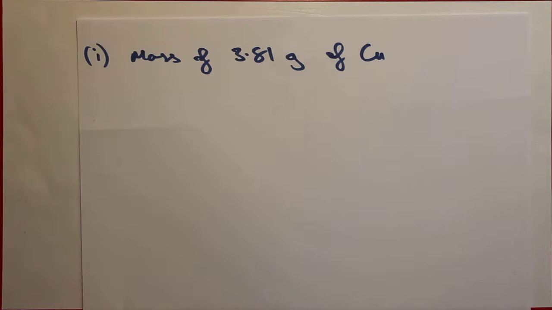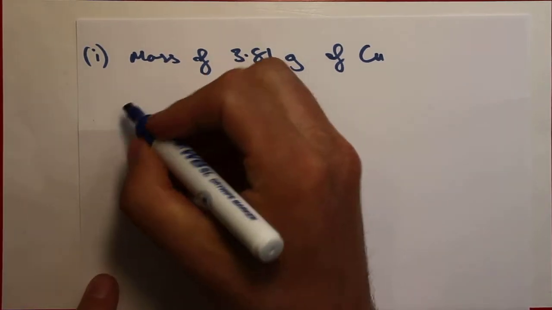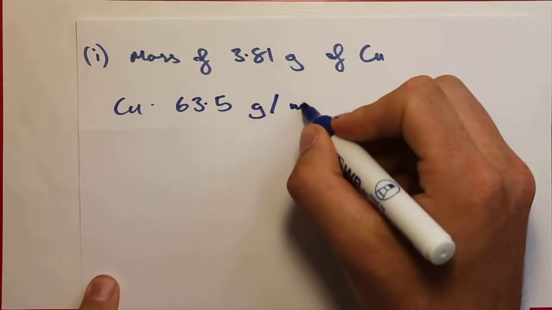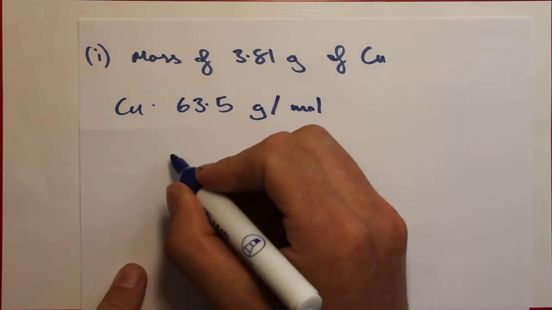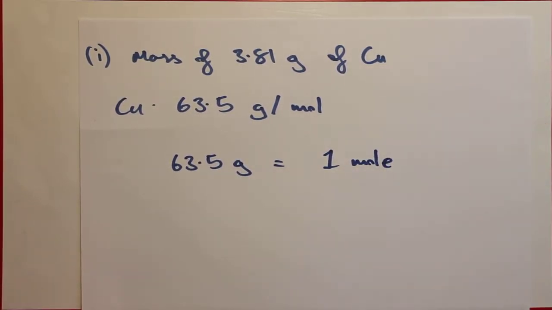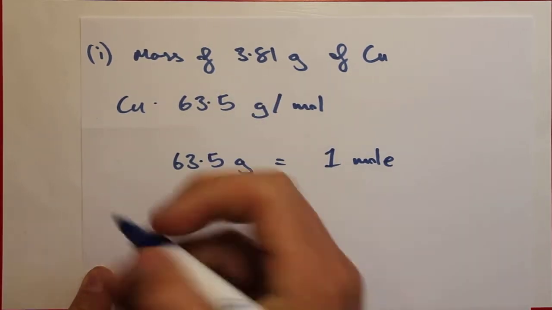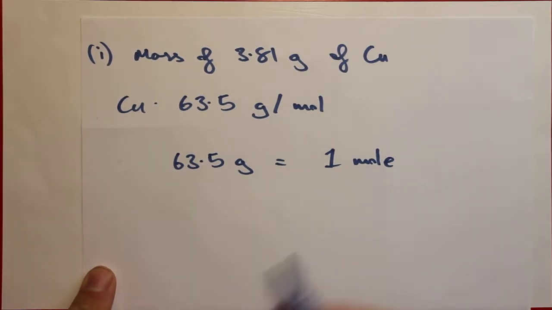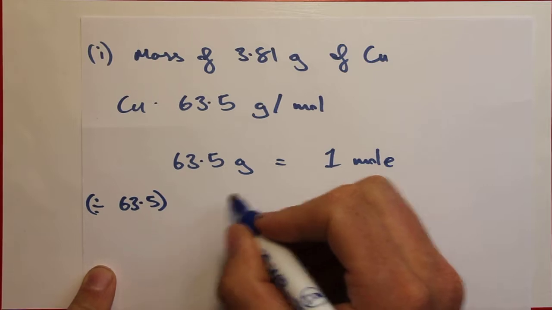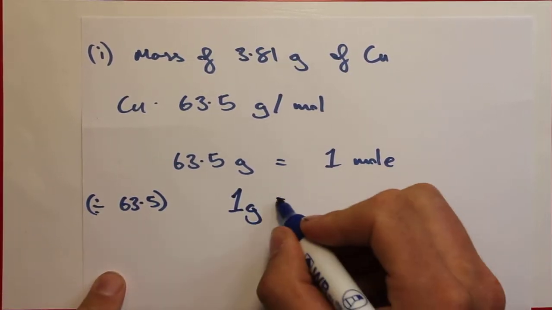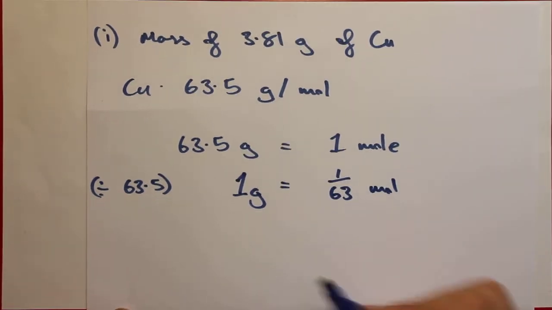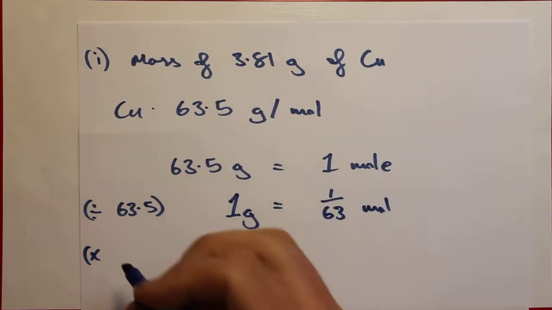If we go to our periodic table, we'll find that the relative atomic mass of copper is 63.5 grams per mole. This is telling us that 63.5 grams is equal to 1 mole. Well, we've got 3.81 grams, so we're going to figure out how many moles that would be. So we're going to divide both sides by 63.5 first, and that's going to give us the number of moles for 1 gram, which is equal to 1 divided by 63.5 moles. Now we're going to multiply it by the number of grams that we're interested in, 3.81.